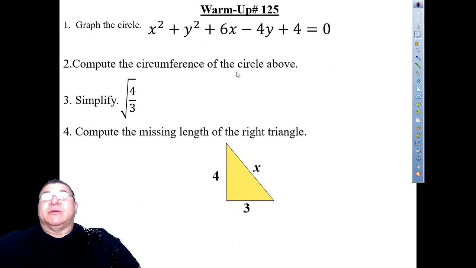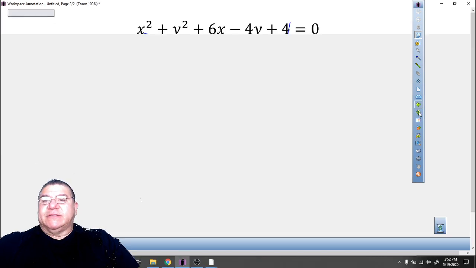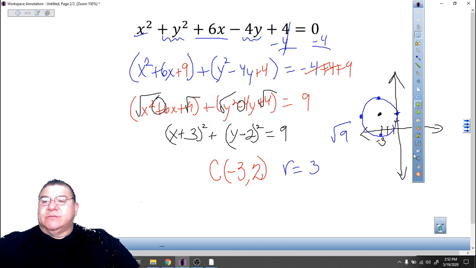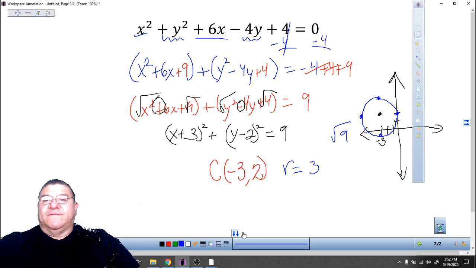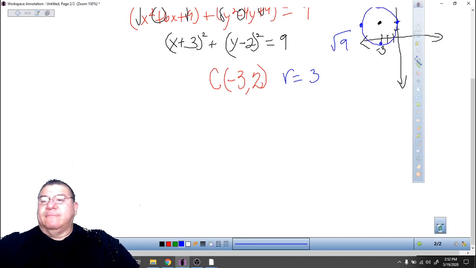It says compute the circumference of that circle. Circumference. Alright, so let me go back to that one. So, to find the circumference, what do we need? Let's see if you remember. The circumference is... Very good. Diameter times pi, or 2 pi r. Yeah, 2 pi r.